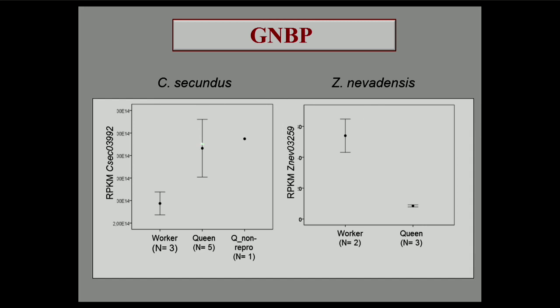So here you can see the expression of one of the GMBP genes, and in Cryptotermes secundus, this gene is overexpressed in queens, whereas the paralog in Zootermopsis nevadensis is overexpressed, or seems to be overexpressed, in workers. What I have to mention here is that the sample size is very small.